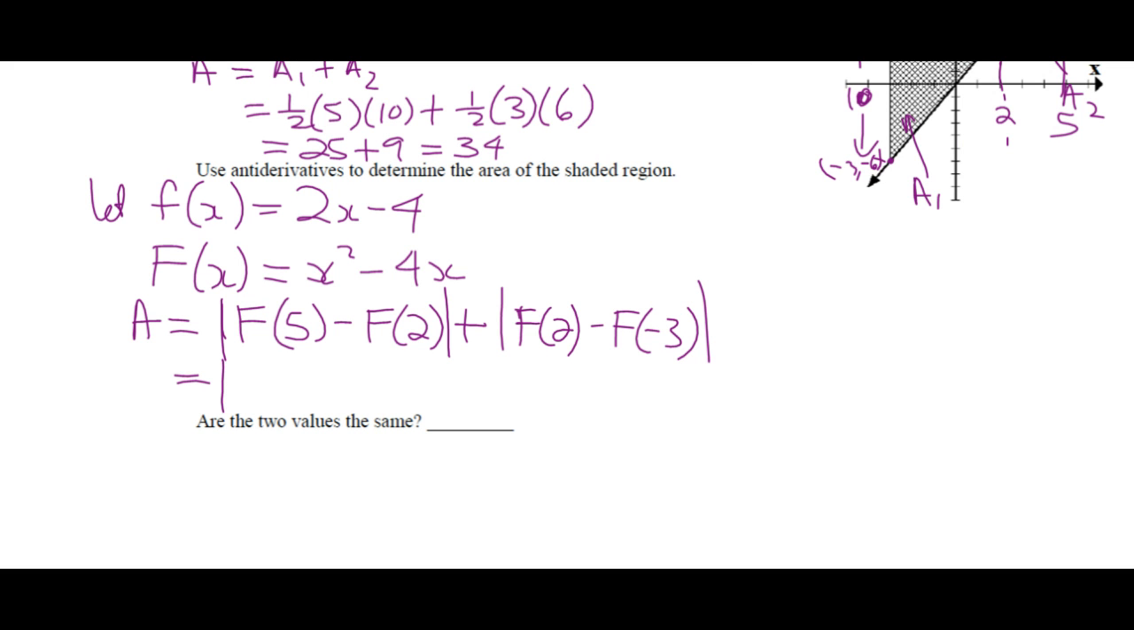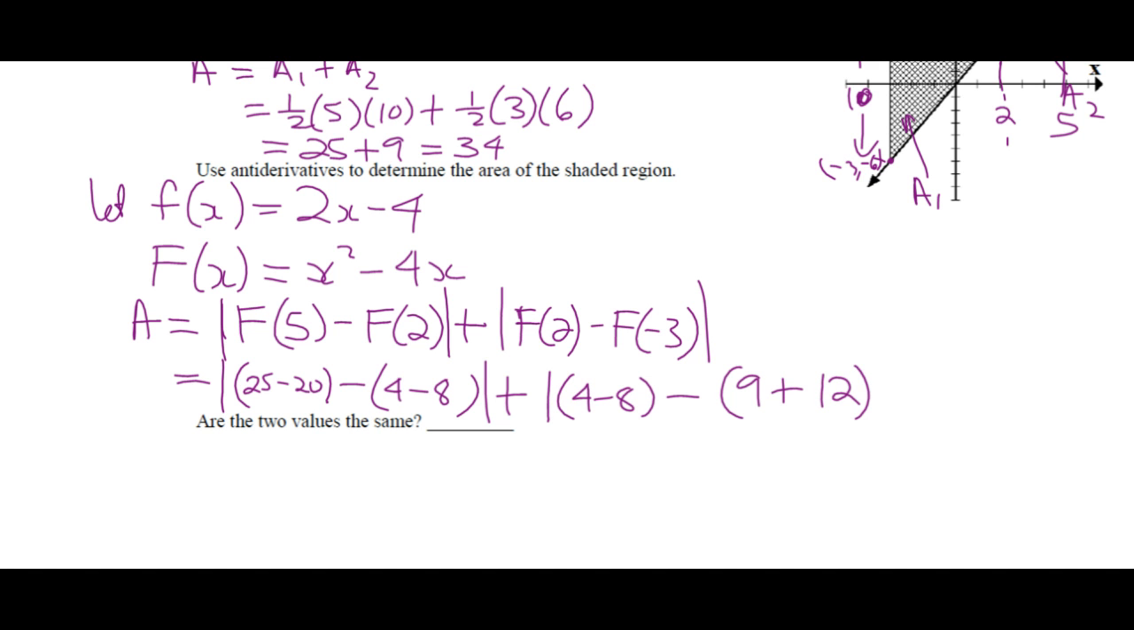All right, so all you've got to do is plug in. So it's the absolute value of F of 5, and I'm going to evaluate this inside a set of parentheses. So it's 25 minus 20, minus, and the real reason I'm doing the parentheses is because I want it in front here just so I remember to subtract. And if there were expressions, which this will just be numbers, so we're okay. And the numbers for F of 2, it's going to be 4 minus 8, plus the absolute value of F of 2, which we've already done, is 4 minus 8, minus F of negative 3, which is going to be 9 plus 12.